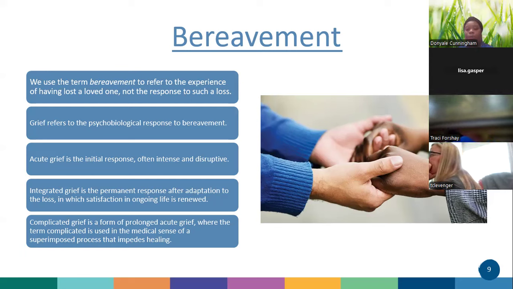So we start with the bereavement with the process. You start with acute grief, which is our initial response. That goes into integrated grief, and then you go into complicated grief. So we're going to break down these different forms of grief here in our next couple slides.